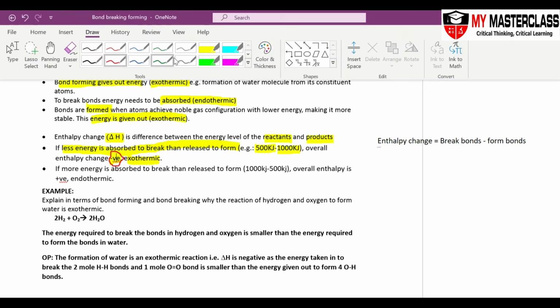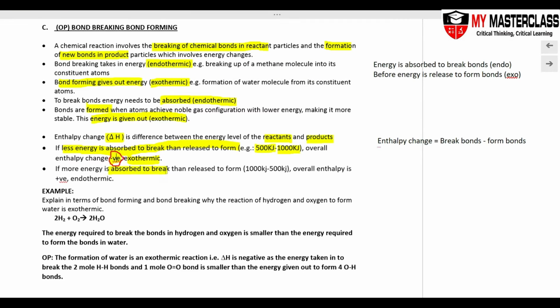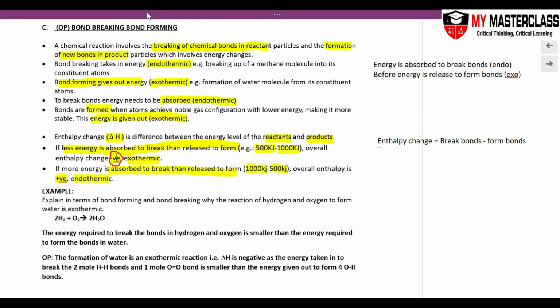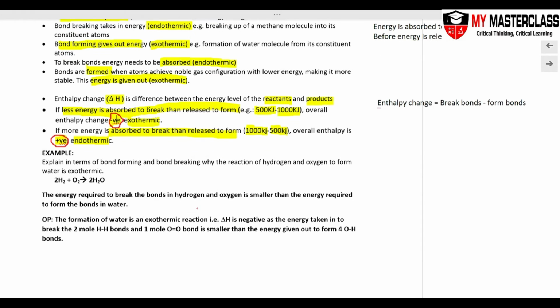Okay, and then if more energy is absorbed to break than to form, for example, I take in 1000 kilojoules to break the bonds, against I release 500 kilojoules when I form them, there's more energy for breaking than forming. The overall reaction is endothermic because I absorbed more energy. If I take a big number minus a small number, my value is positive. So this is endothermic. For endothermic reactions, the enthalpy change is positive.